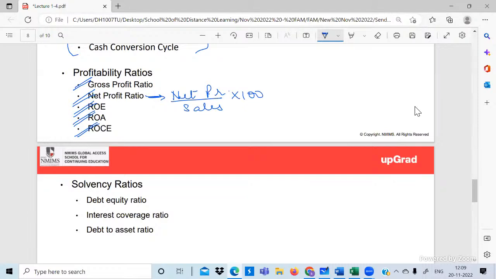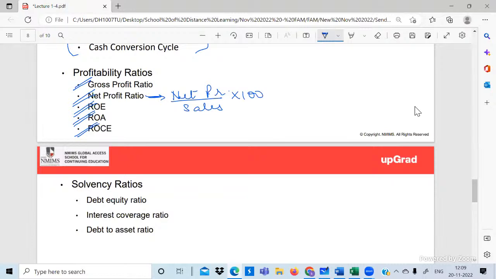So this is like the bottom line. This is like the final profit which is earned by the company. And this is the profit which belongs to the shareholders. So again, whether it's good or bad on a standalone basis, it may not be that helpful. So what you look at is what has happened within the company over the last few years.